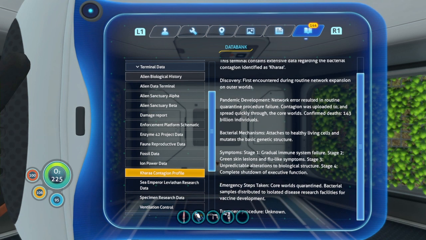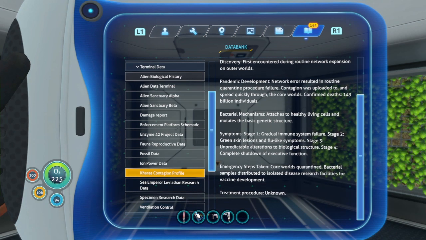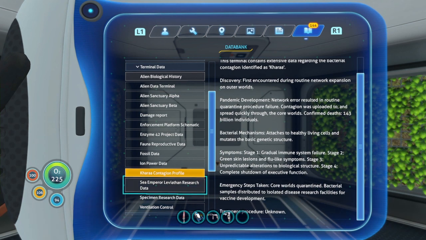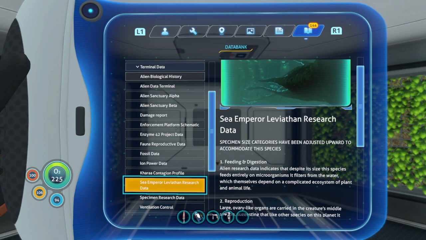Emergency steps taken. Core worlds quarantined. Bacterial samples distributed to isolated disease research facilities for vaccine development. Treatment procedure unknown until, of course, well, see Emperor Leviathan research data, which I'm more than sure you get from the primary containment facility. Double checking right now, and yes, specifically in the eggs laboratory. So that helps in case anyone is trying to find this.